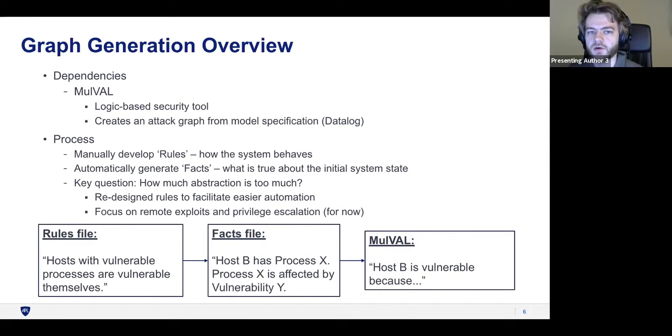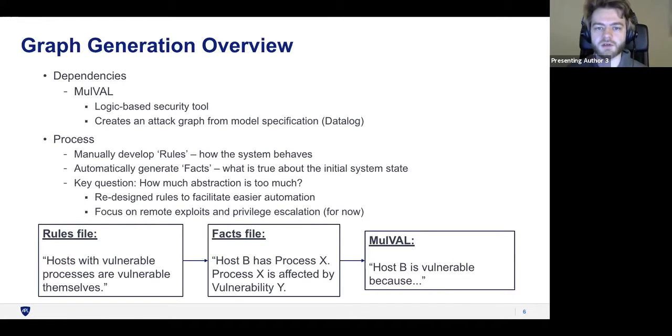The key question here, though, and the really hard research problem is how much abstraction is too much? So we could describe some very specific models of how certain things get exploited, and how a specific process on Linux works or something like that. But do we want to do that? Is that useful? Can we get away with doing something that's easier to describe? And there's a lot of opinions on this. There's a lot of different previous literature. So we just decided that we were going to come up with our own rule set and focus on really getting that automation piece down.